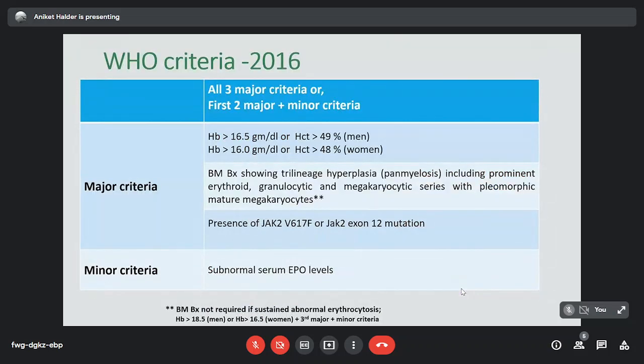Now, if we go to the WHO criteria, there are some major criteria and a minor criterion. The major criteria are hemoglobin levels more than 16.5 gram per dl in males, or more than 16 gram per dl in females, or a hematocrit of more than 49% in males, or hematocrit more than 48% in women. The second criterion gives importance to the bone marrow biopsy findings, where there will be trilineage hyperplasia with panmyelosis.